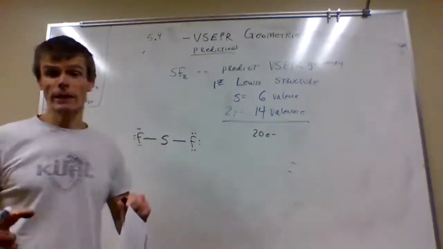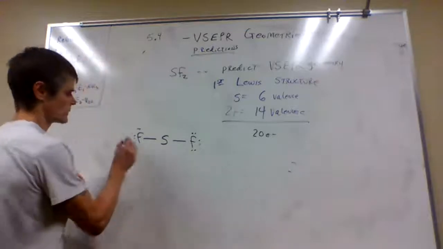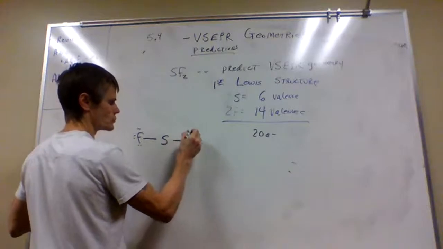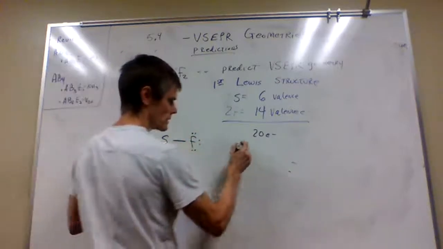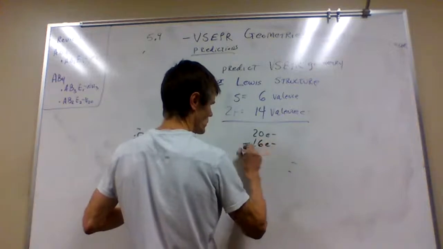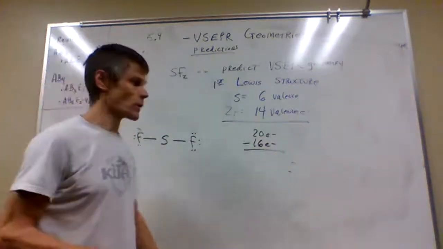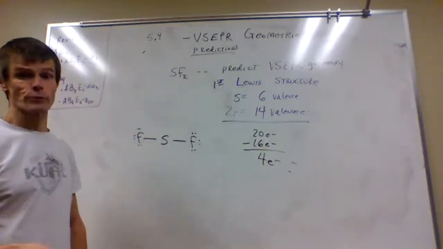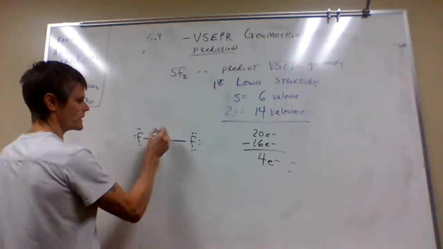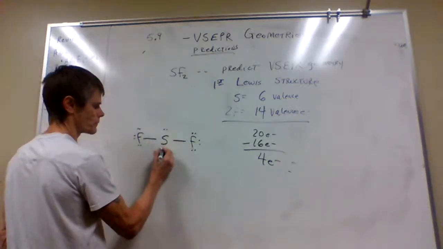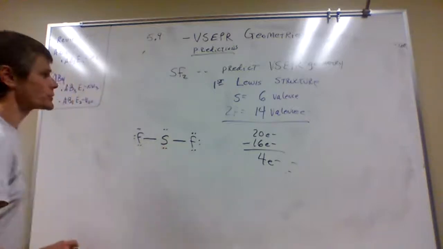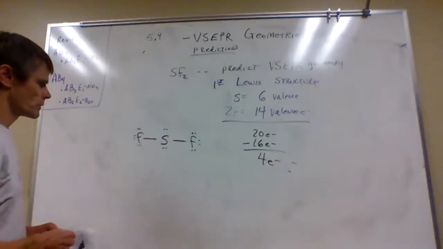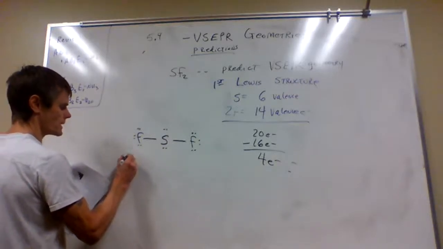And let's count how many electrons we've used so far. 2, 4, 6, 8, 10, 12, 14, 16. We've used 16 electrons. We have 4 electrons remaining, and we're going to put these on our central sulfur. And let's answer some questions about this molecule. First of all, what's the electron domain geometry?